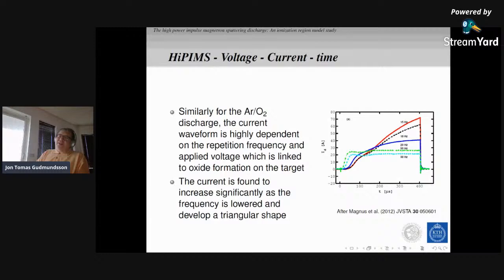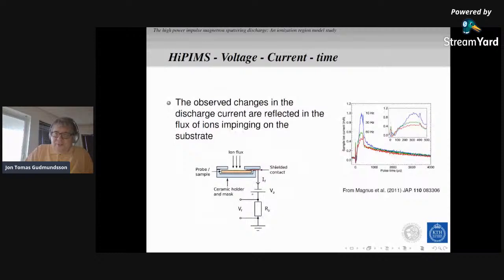We actually saw this first experimentally, and we really did not understand what was going on in this case. So we published these two papers on this. And then we went on to explore if this also showed up in the current to the substrate. And indeed, we put a probe in the substrate region, and we also see an increased current to the substrate as we lower the pulse frequency. So indeed, this is a change in the discharge properties.